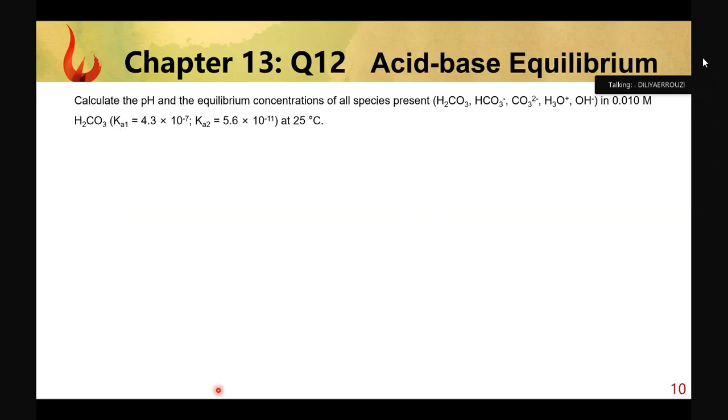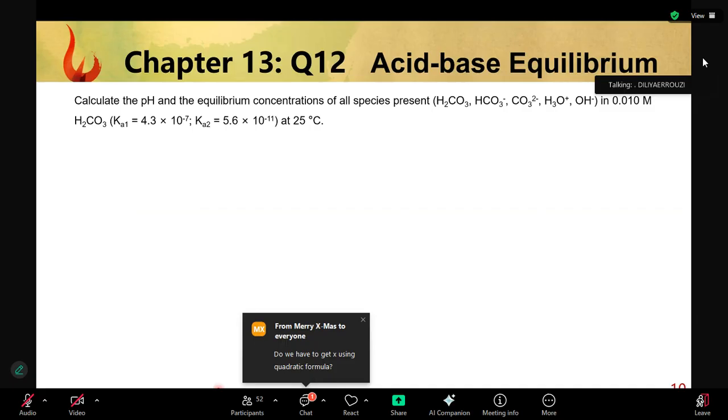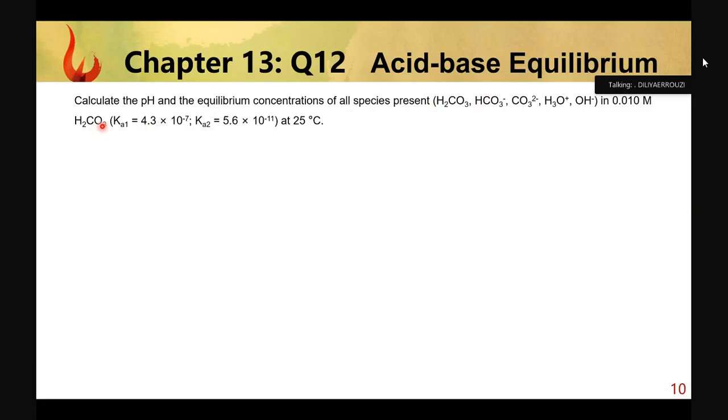Okay, the next question is chapter 13, question 12, which requires us to calculate the pH and the equilibrium concentration of all species present in the H2CO3 solution at 25 degrees. From the 25 degrees, we know that pH plus pOH equals 14. It will be brought up later.